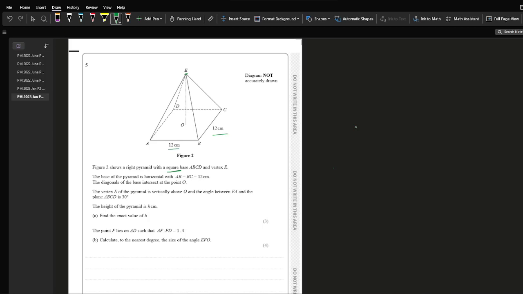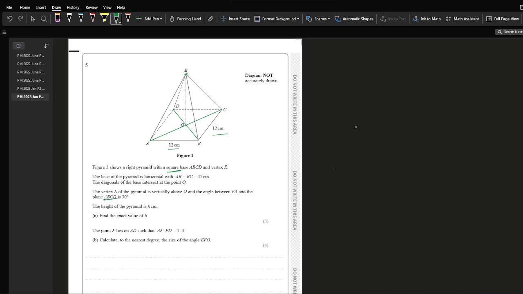The diagonals of the base intersect at point O. Okay, if we draw the diagonals, it intersects at O. That means E is right above O, and the vertex E of the pyramid is vertically above O, and the angle between EA and the plane ABCD is 30 degrees.